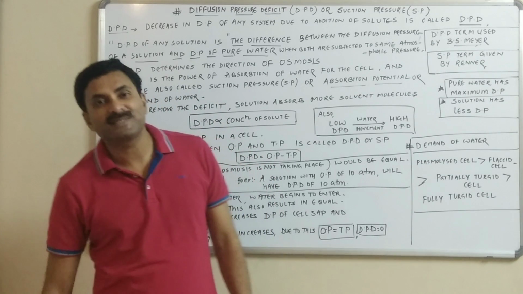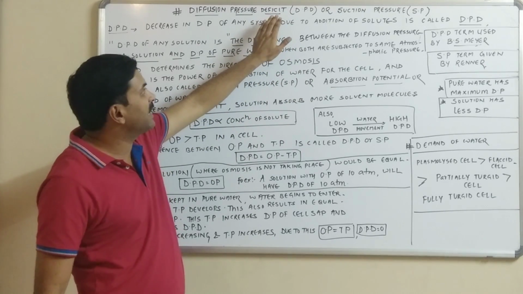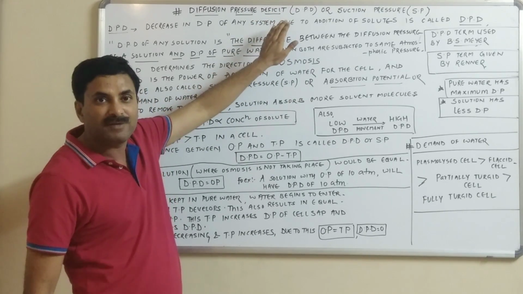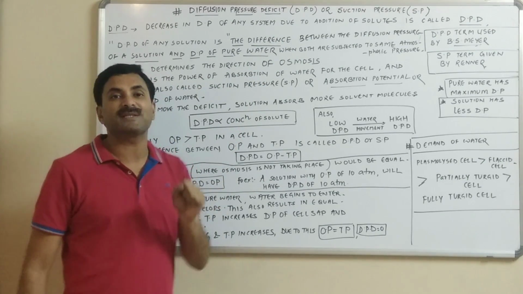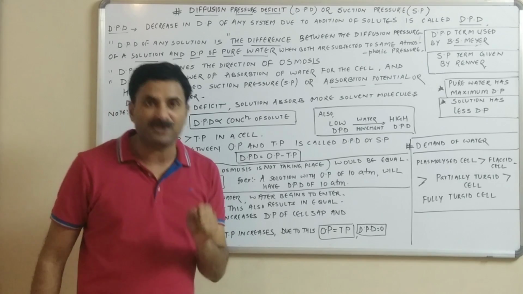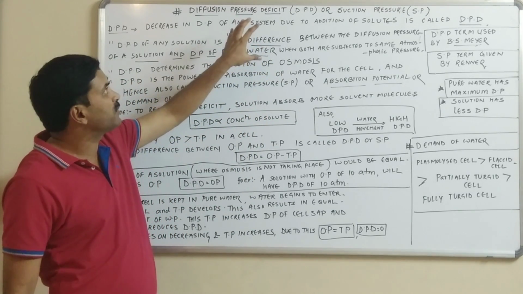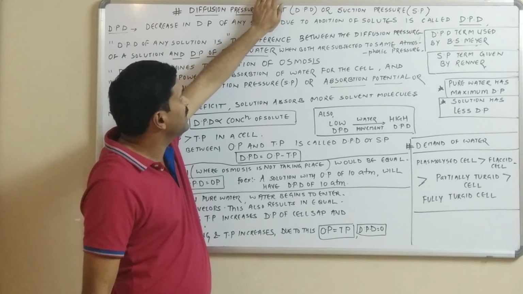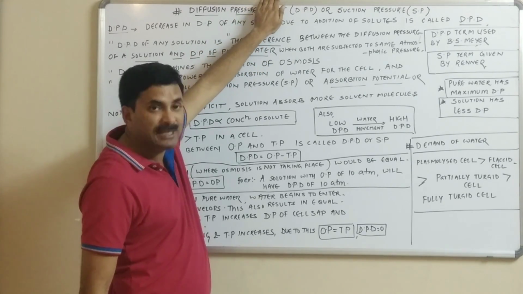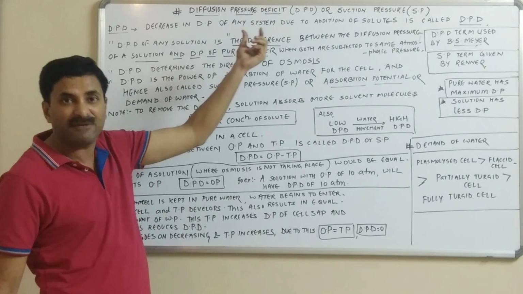Hello to all students. Today we are going to study a very important topic, known as the DPD, which is also called the diffusion pressure deficit. It is also called the SP or the suction pressure. Now, if you want to understand the concept of the diffusion pressure deficit, you must first know about the DP. If you know the DP, then you will be able to study the diffusion pressure deficit.